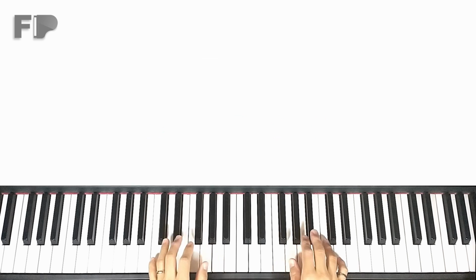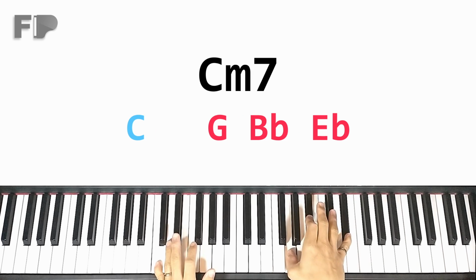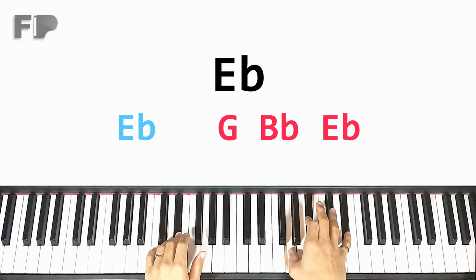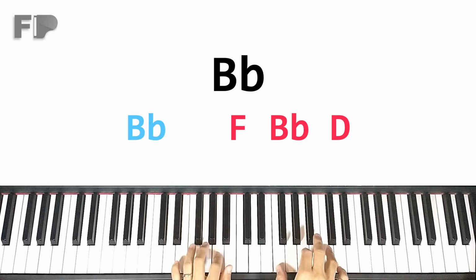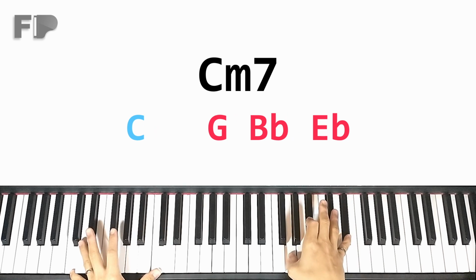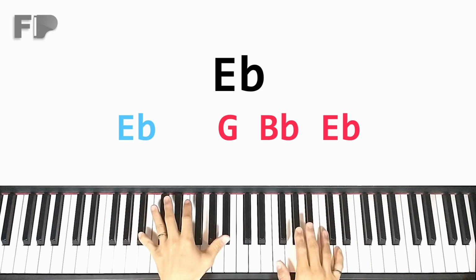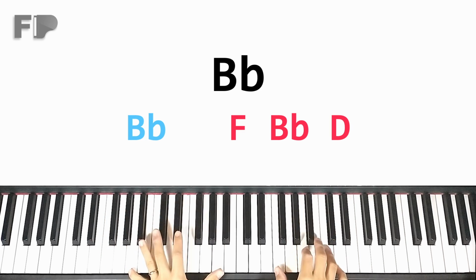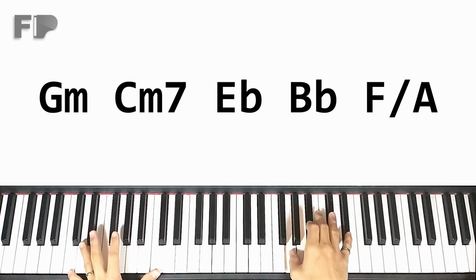And then back to G minor, C minor 7, E flat major, B flat major, F over A, and back to G minor. You can use octaves on the left hand to make the sound fuller. This chord progression is repeated for the entire song.